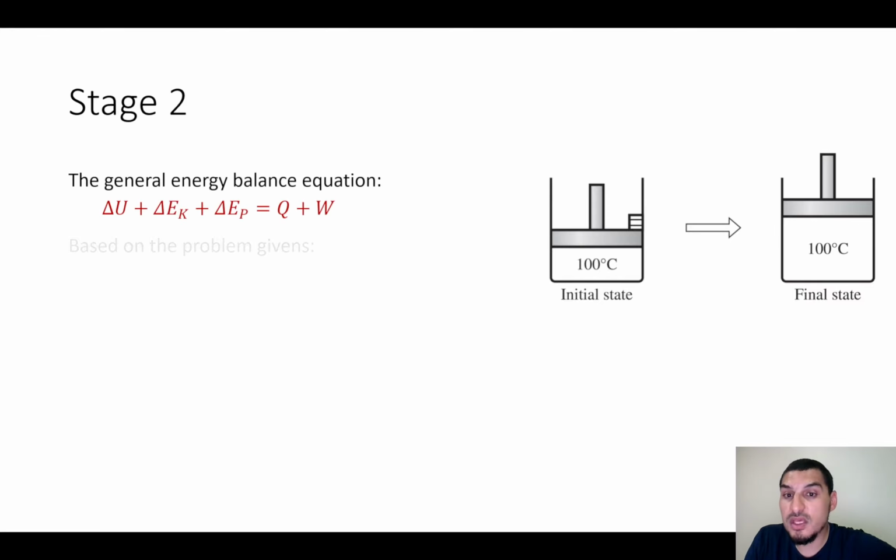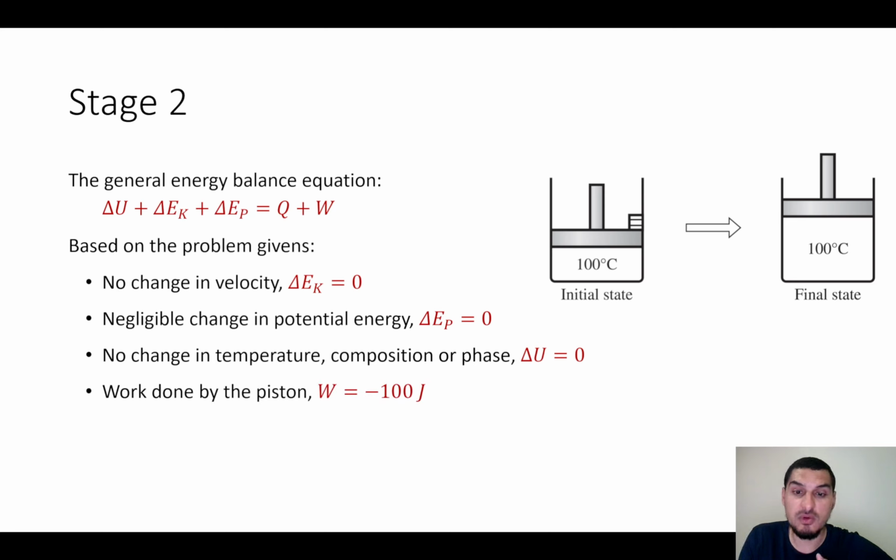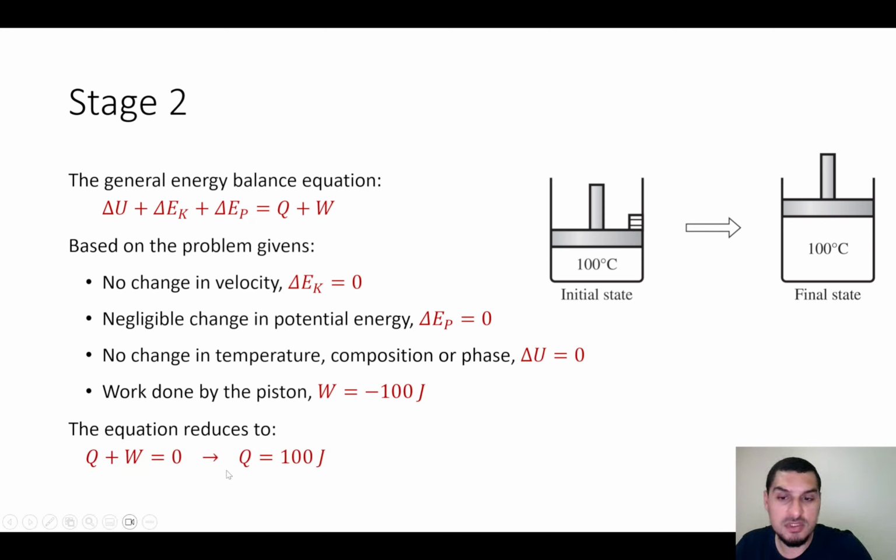So the only terms that we have would be the Q and work. So Q equals work. We know this work now is work done by the system, so it's work lost, which means that it's negative. So I'll put the work as negative 100 joules, which means that the equation will reduce to Q plus work equals zero, so Q equals 100 joules. So it means that the system gained some energy from the surrounding to maintain its temperature at 100 degrees Celsius. So this is just an example to understand the equation and know how to substitute in it.